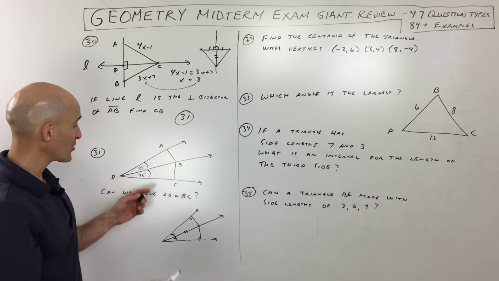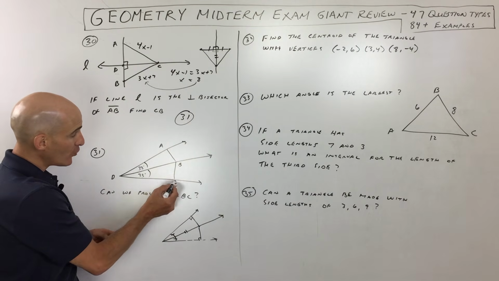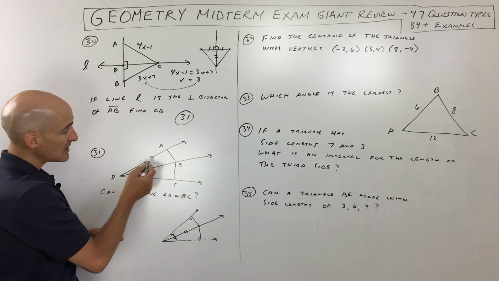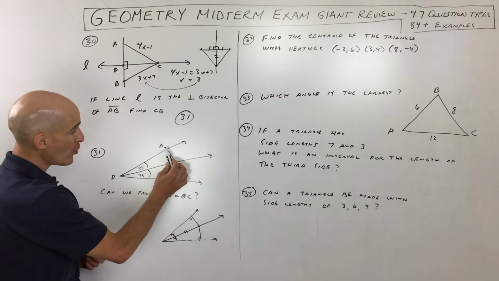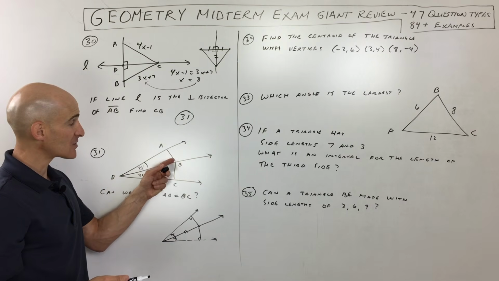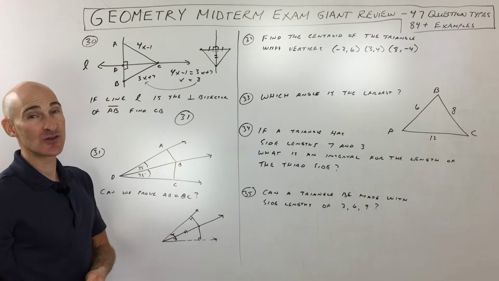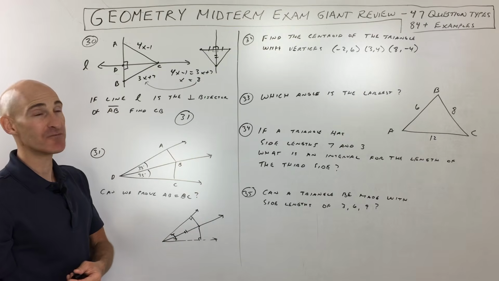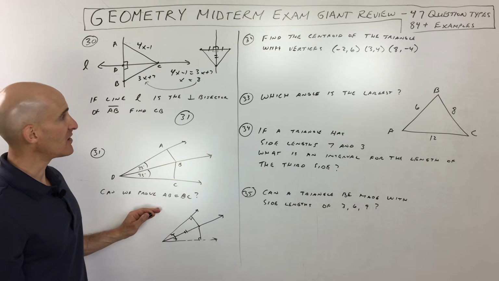But to make a long story short, here we don't know that BC and BA are perpendicular to the sides of this angle, so we really don't know. This might be 90, it might be 89 degrees, we don't know. Even though this is an angle bisector, we can't show that BA is congruent to BC. There's not enough information. So that's a little bit of a trick question there.